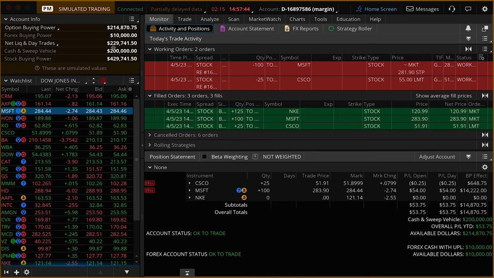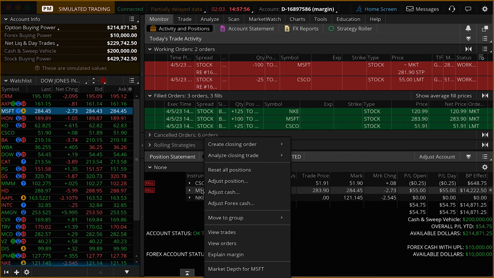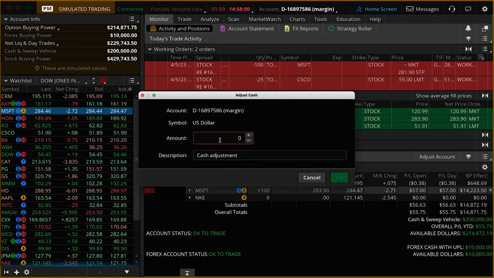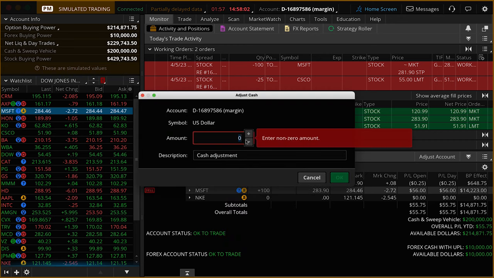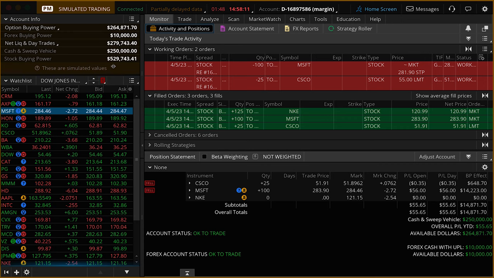We changed the value. Now let's say rather than changing the value, we just want to add cash. Maybe we don't have enough cash, we used it all to buy stocks. It's like putting a deposit in your account. Well, to do that, we do it a little differently. We right click on one of the stocks down here, and you'll see there's a choice that says adjust cash. If you click on that, so maybe we want to deposit $50,000 to our paper money account. We click OK, and you'll notice it says cash adjustment right here. Click OK, and it's going to add $50,000 directly to our cash.